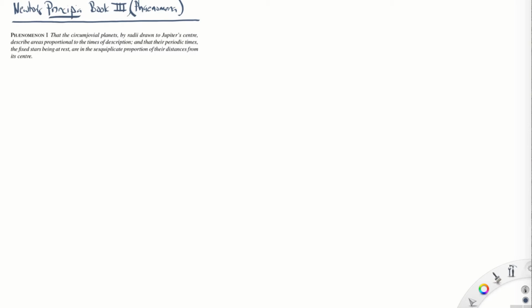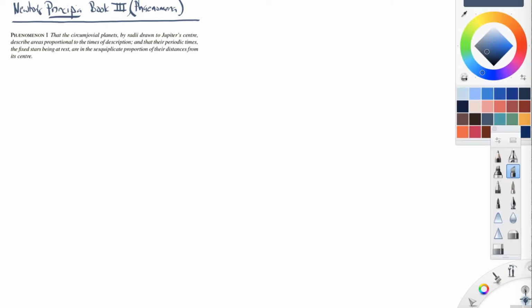So what is Newton talking about in this section? Well, we have to understand some of his terminology. So what does he first of all mean by the circumjovial planets? That's the subject of this sentence. He says the circumjovial planets, well, circum means around, and Jove is another name for Jupiter. So the circumjovial planets are the little planets that are going around Jupiter. We now know them as Jupiter's moons.